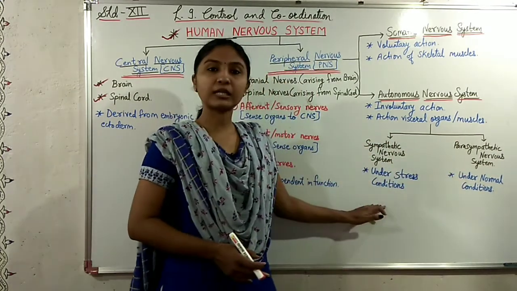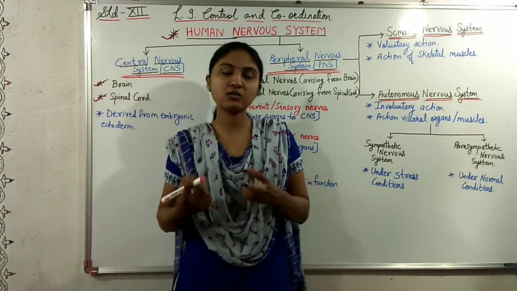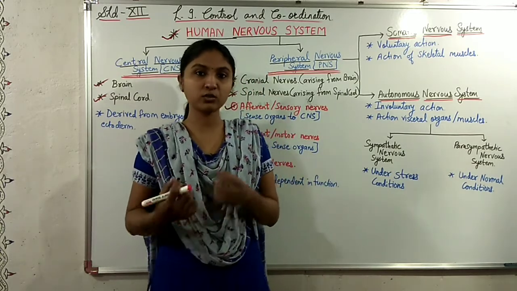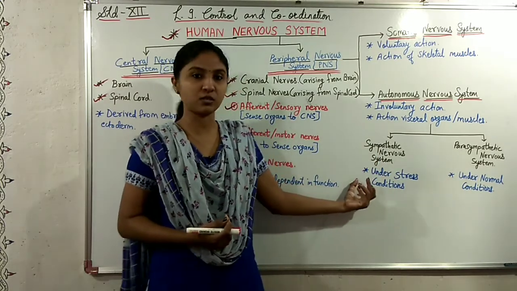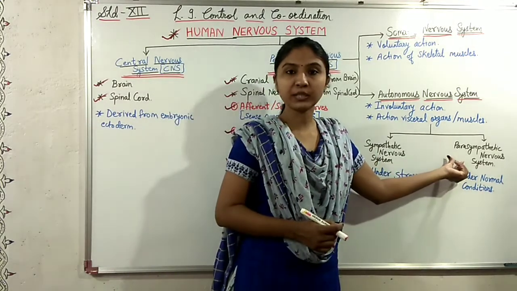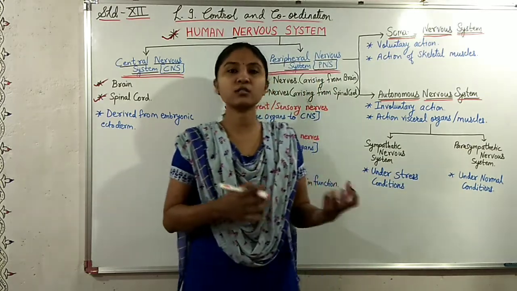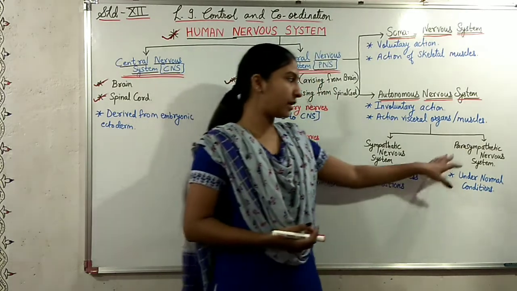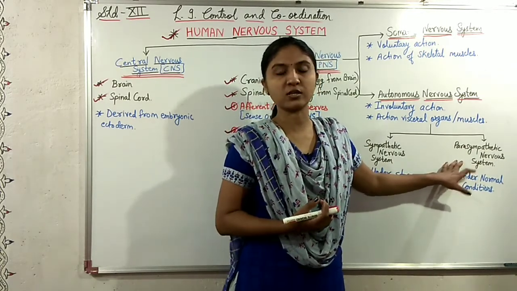So, the sympathetic nervous system works under stress conditions. Whenever there are stress conditions of the body, those actions are taken by the sympathetic nervous system. Whereas the parasympathetic nervous system works under normal conditions. Whenever the body is in normal condition, at that time the actions are controlled by the parasympathetic nervous system.